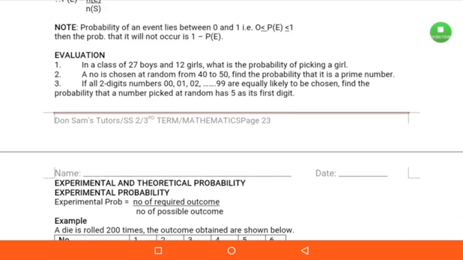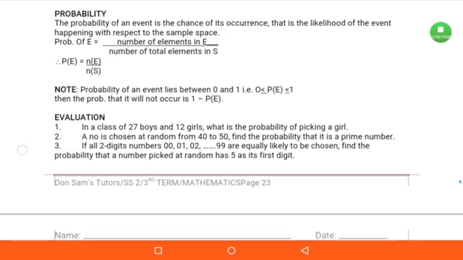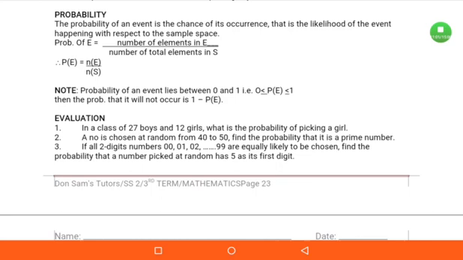Let's take our evaluation. In a class of 27 boys and 12 girls, what is the probability of picking a girl? Now, I won't tell you that. We want a girl. Don't forget, how many boys do you have? 27. How many girls do you have? 12 girls. So what's our sample space? Always get the sample space first, not the probability. 27 plus 12, that's what? 39. We have 39 people in the class.